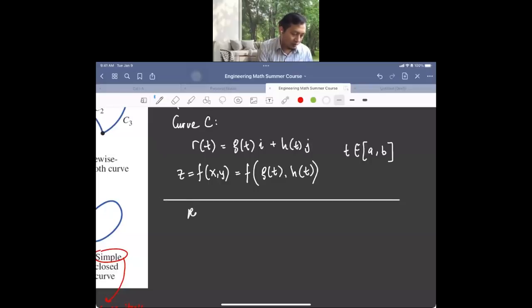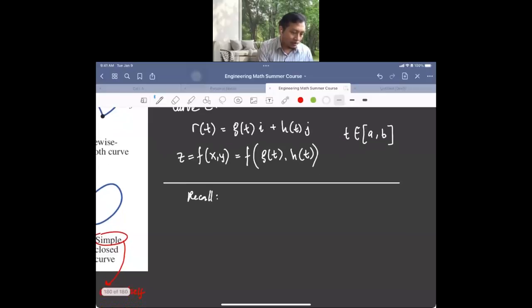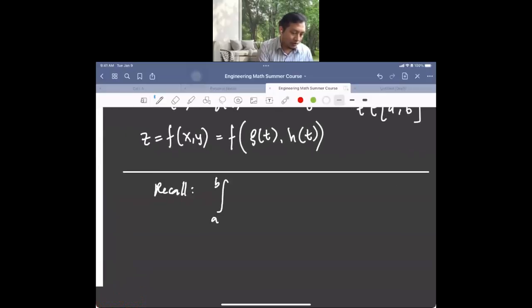Now, recall we have definitions. If we have the integral of f of x dx, the definition is a limit. Now, if we have the subpartitions, in your book it uses P like that, but let me just write first.